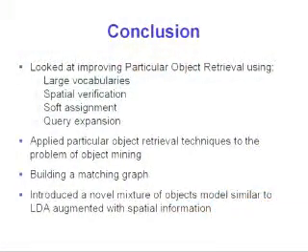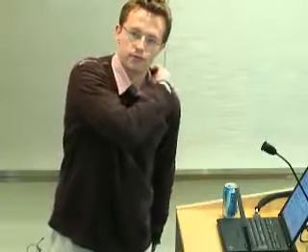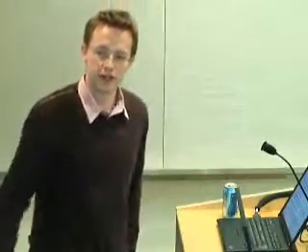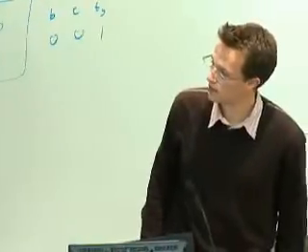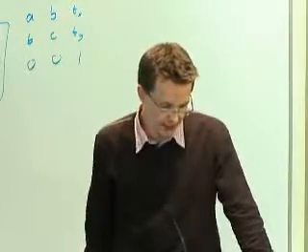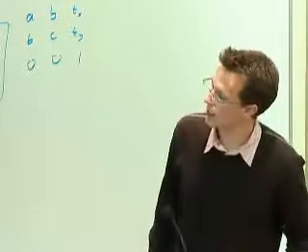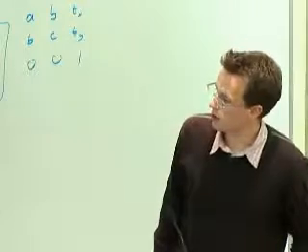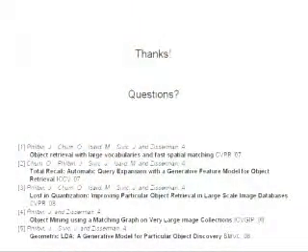So in conclusion, in the first part of my talk, I looked at improving particular object retrieval. And we saw that using large vocabularies, spatial verification, soft assignment and query expansion can really improve retrieval quality. Then I looked at applying these techniques to a particular problem, in this case object mining, and saw how we can build a matching graph and introduce this mixture of objects model, which is similar to LDA but with spatial information. And that's it. Thanks. Thank you.